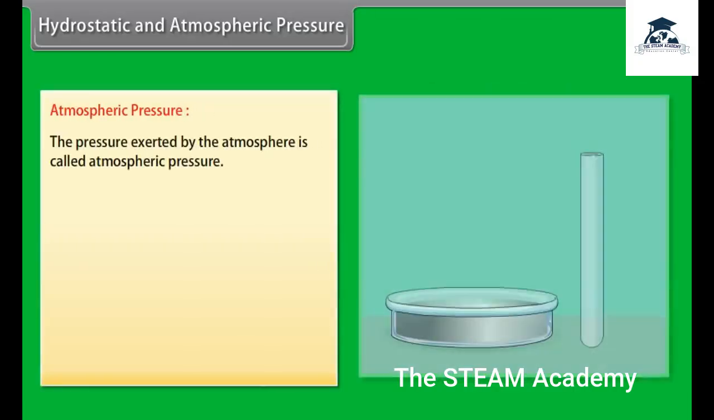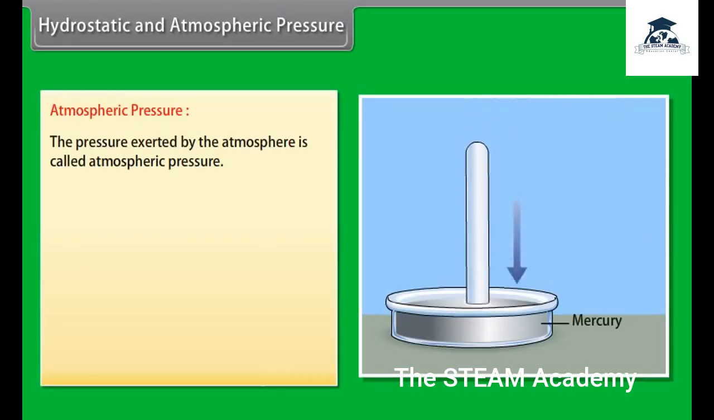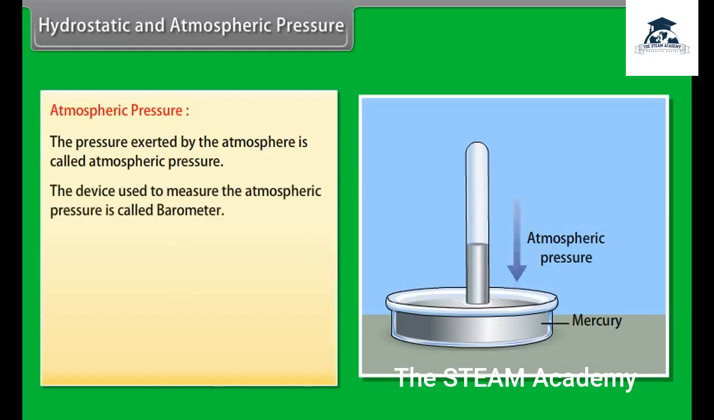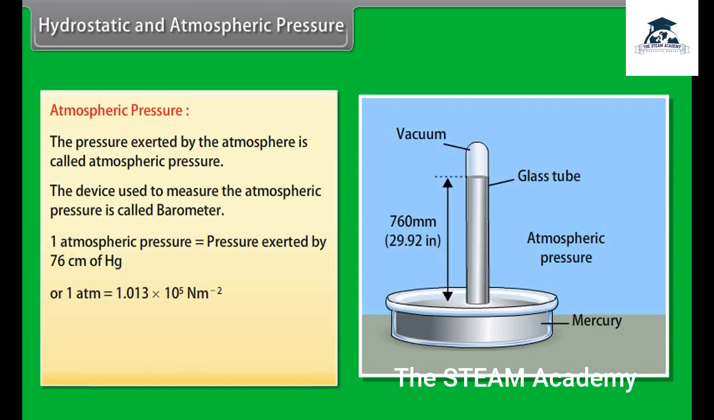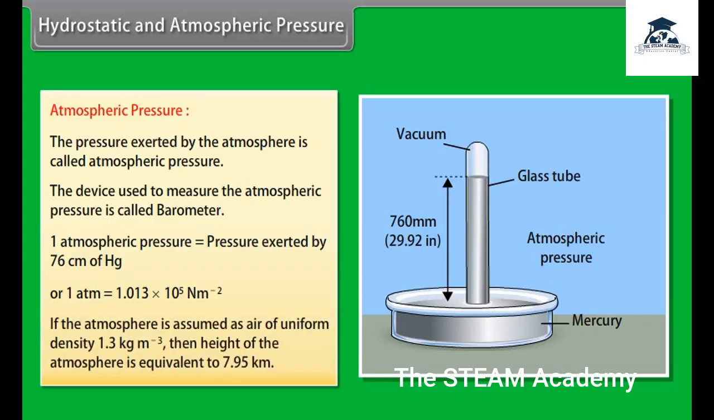Atmospheric pressure. The pressure exerted by the atmosphere is called atmospheric pressure. The device used to measure atmospheric pressure is called a barometer. 1 atmospheric pressure is equal to the pressure exerted by 76 cm of mercury, or 1 atm is equal to 1.013 into 10 raised to the power 5 newton per meter square. If the atmosphere is assumed as air of uniform density 1.3 kilogram per meter cube, then the height of the atmosphere is equivalent to 7.95 kilometer.